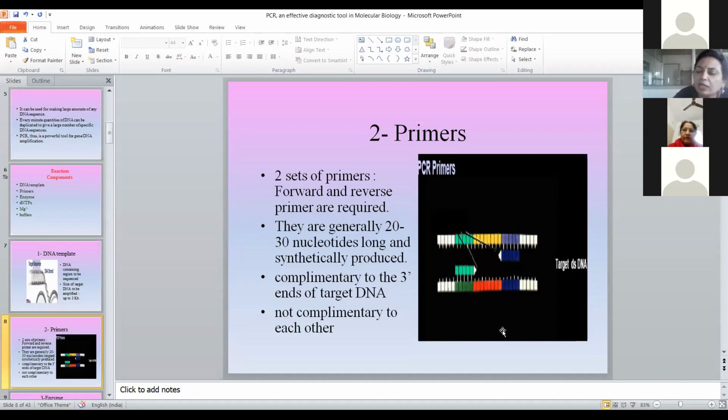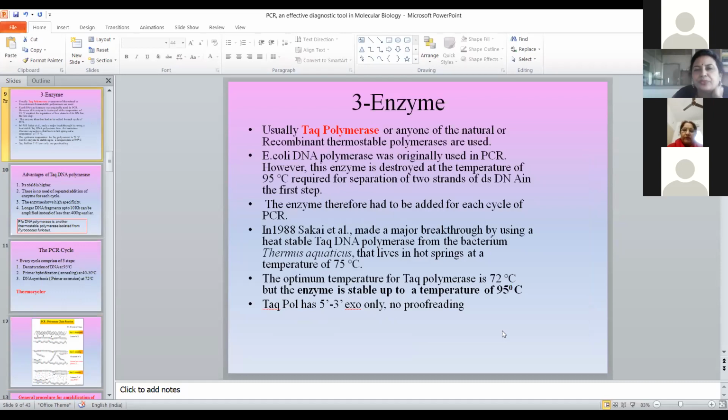Okay, so they are not complementary. So you should remember one thing: we require 2 sets of primer, forward primer and reverse primer, which are complementary to the 3' end of the target DNA. Okay, the third thing which we require is Taq polymerase. In the first line, we have written Taq polymerase.